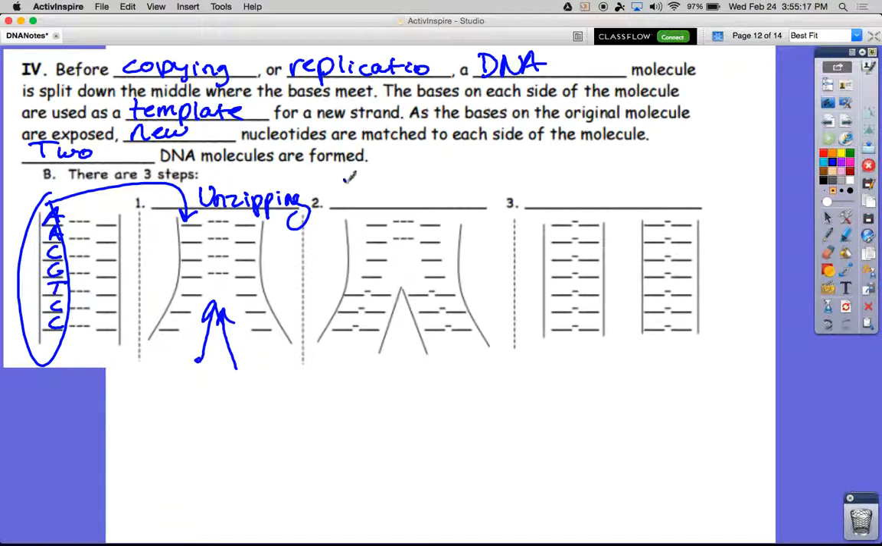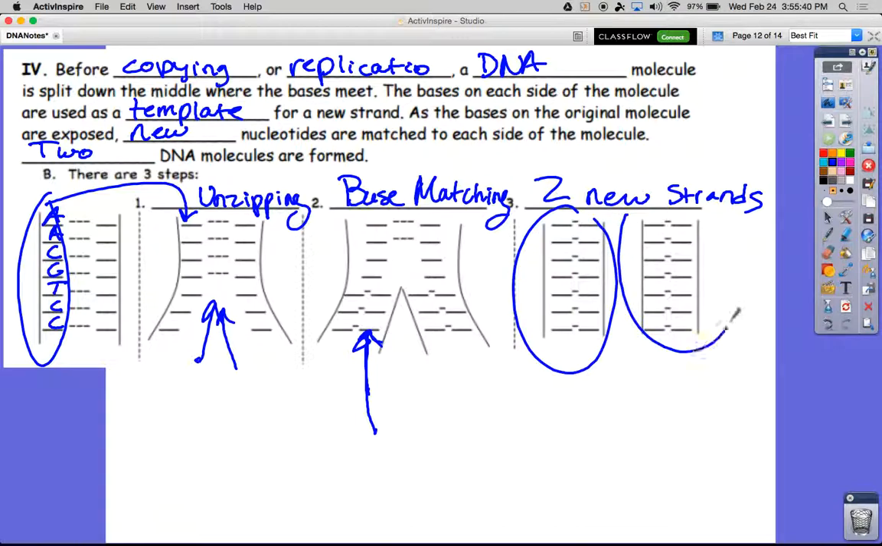Okay? And then part two is the base matching. After it splits, new base pairs start to come in and match up with the split. So we have this split, and now we've got new base pairs coming in here. And then the last phase is two new strands. And what you'll see is that these two are identical.